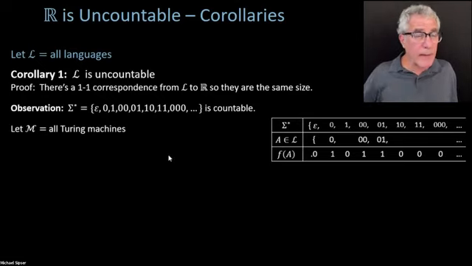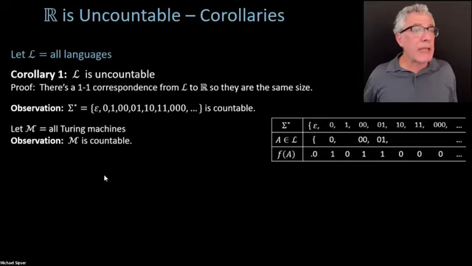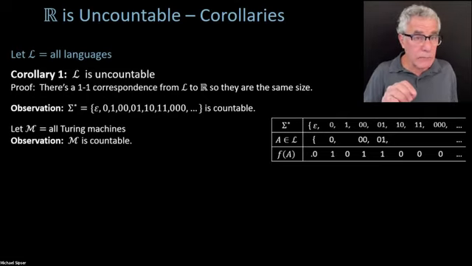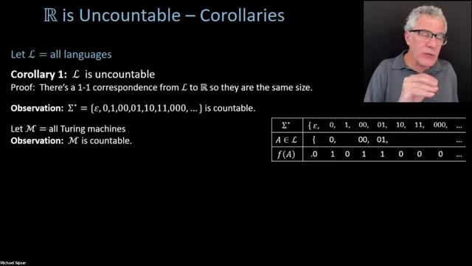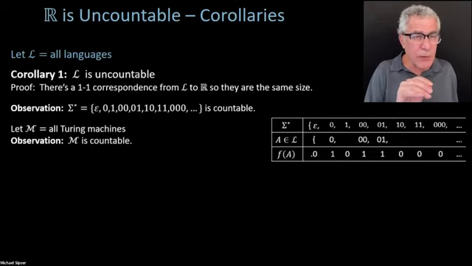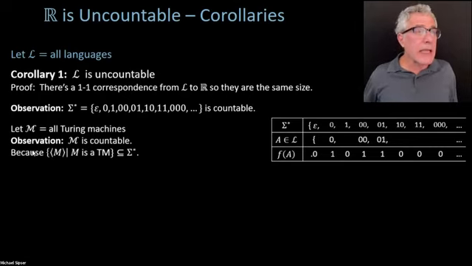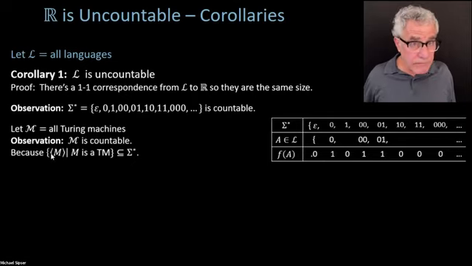Now I'm trying to make a point here, which is that if you take script M, all possible Turing machines, the collection of all possible Turing machines is countable. There are only countably many different Turing machines. And you can argue that in all sorts of messy different ways, but I think the simplest way to see that is to think about each Turing machine as having a description which is a string. So the collection of all descriptions of Turing machines is just a subset of sigma star, which we already know is countable. And a subset of any countable set is going to be countable.